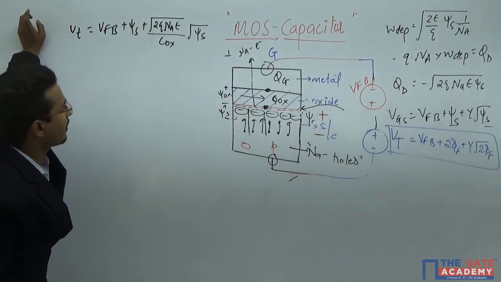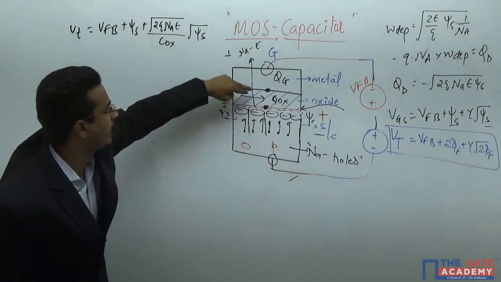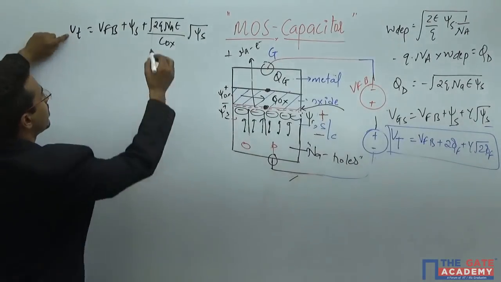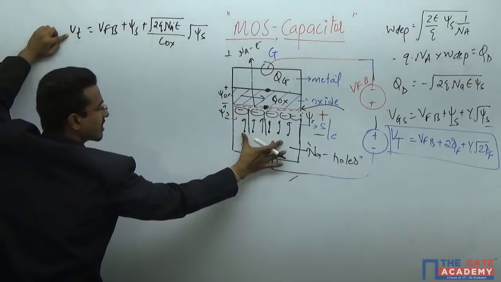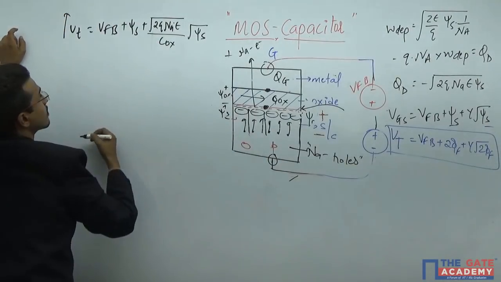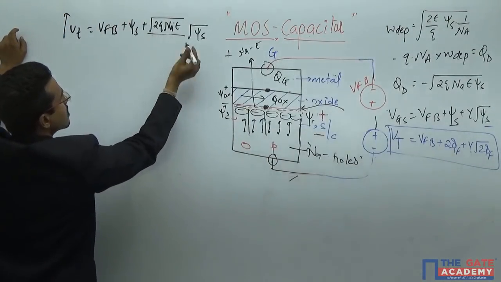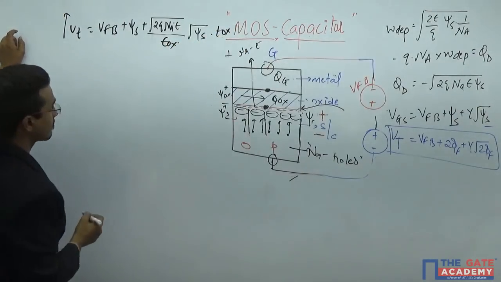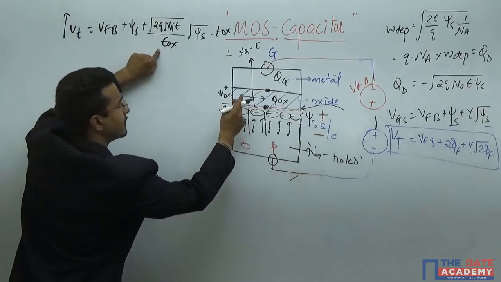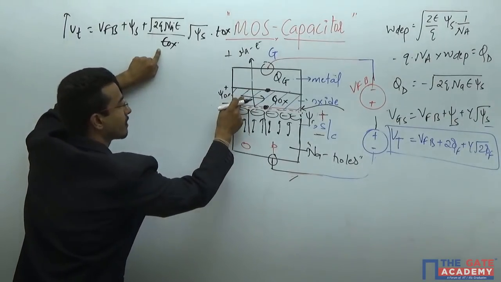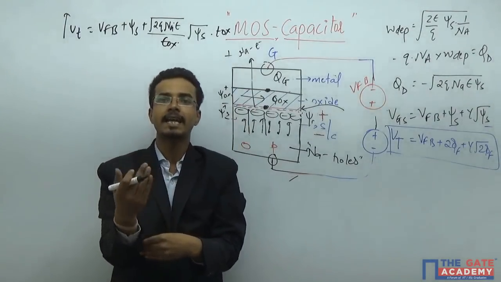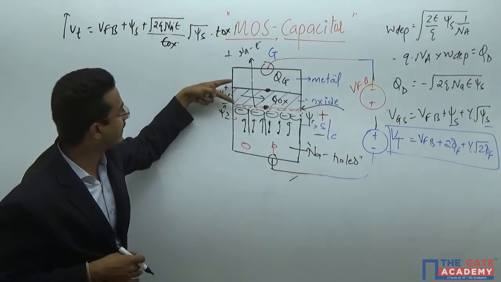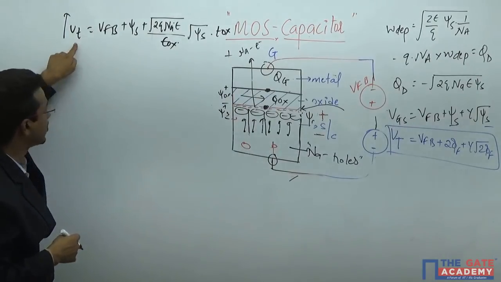Now, the effect of various parameters of this device on the threshold voltage. If you increase the NA, that means the doping of the substrate, this will increase. Also epsilon upon TOX. If you increase the permittivity of this oxide, that means if you use a high K dielectric instead of any low K dielectric, automatically this VT will decrease.